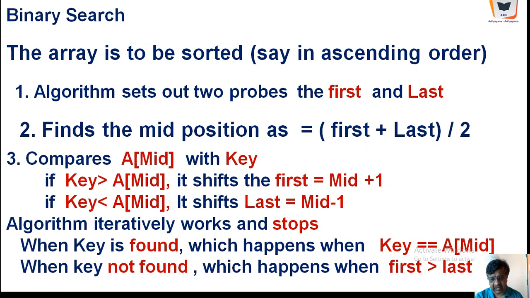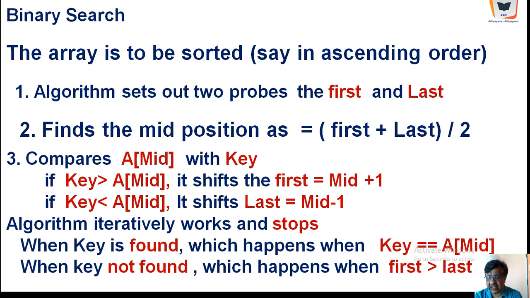It works iteratively, but it stops when the key is found. This goes without saying, which happens when key equals A of mid. The key is not found whenever first becomes greater than last. This is a very fictitious situation. When first crosses last, the probe named first crosses last in terms of its value. The meaning is the key is not found.